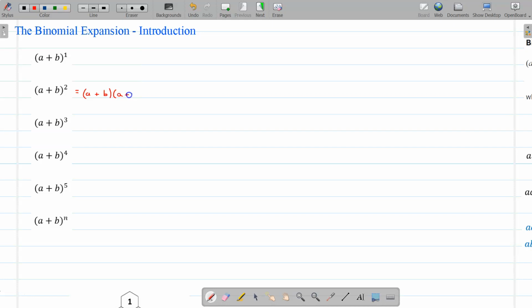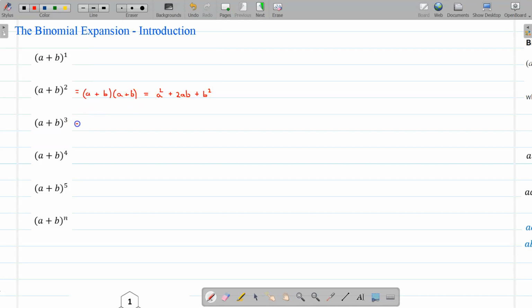And then we would use FOIL, first, outer, inner, last, which makes sure that we multiply each term in one bracket by each term in the other. So we've got a times a is a squared. We're going to get also an ab and a ba. When you add them together, you get two lots of ab. And the last term is going to be made from the b and the b, which is b squared. So you should be familiar enough with that.